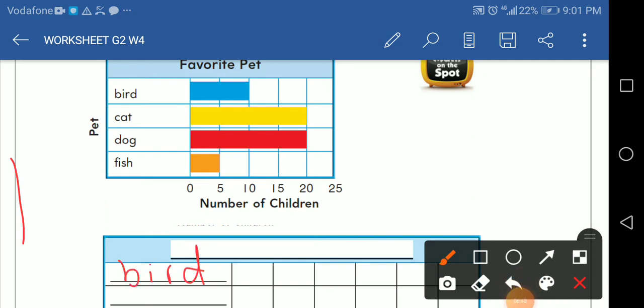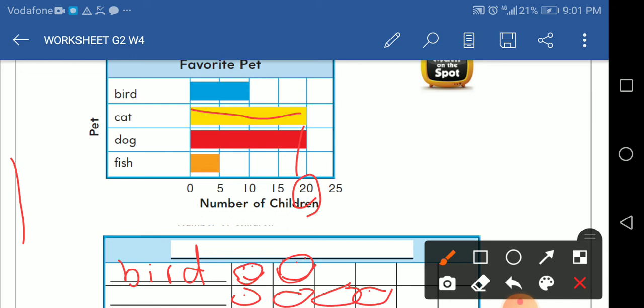Okay, so we got 10. So I'm going to draw how many faces? Each face is 5. So 5 plus 5 gives me 10. So we will draw 2 faces. For the cat, we will draw how many? This is 20. 5, 5, 5, 5. I will draw 4 faces.